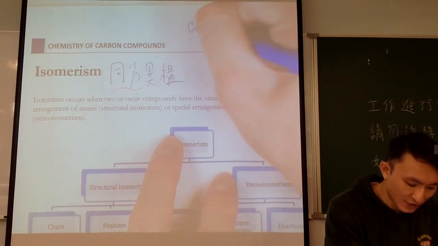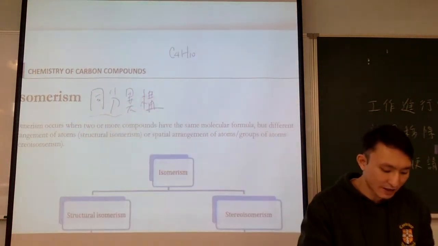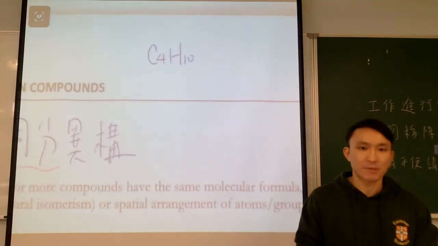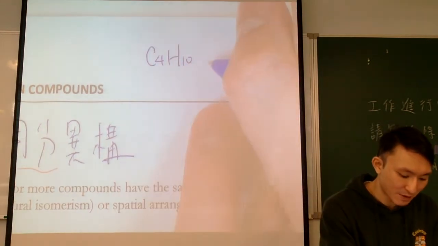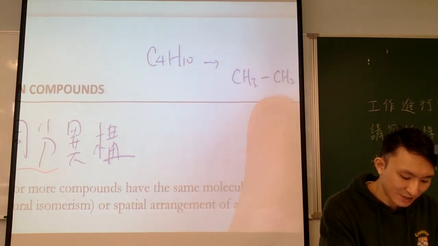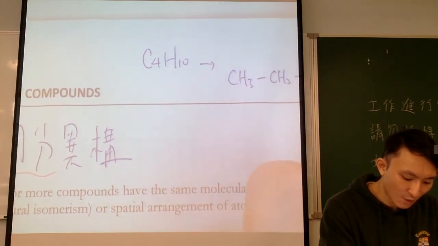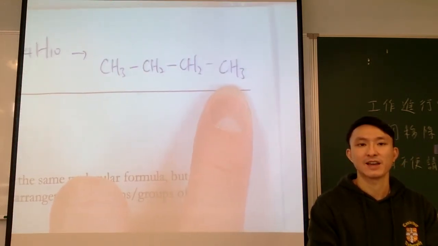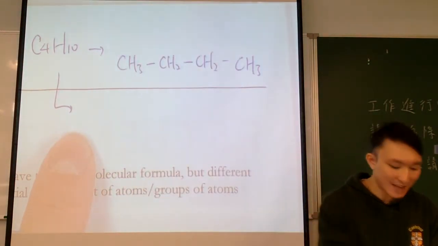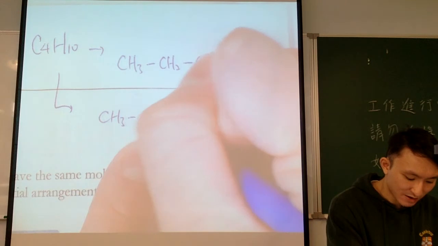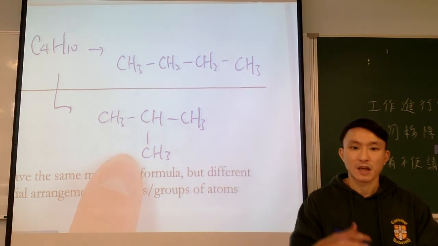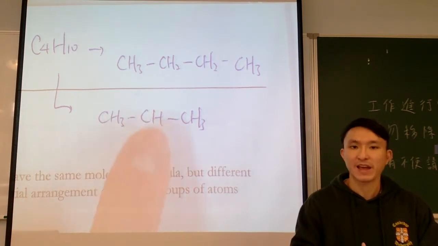For C4H10, okay, C4H10, this is a molecular formula of an alkane, right? Now, you may say that, oh, this is a butane. Well, yes, it can represent a butane with all the carbons connected into a straight chain, all right? So this is one possible structure, okay? However, you may realize that C4H10 can also represent a compound like this, right? So this one is a methylpropane, right?